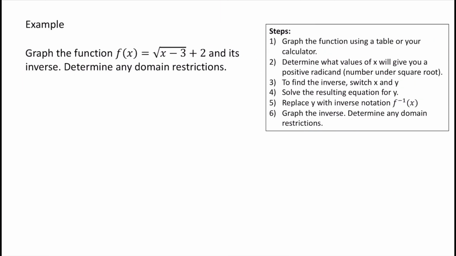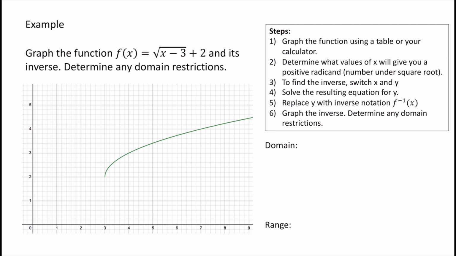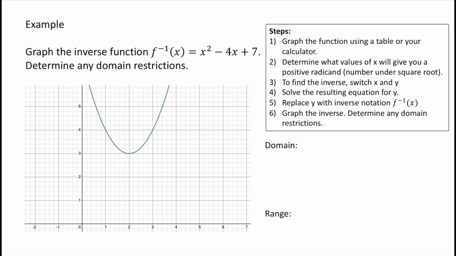So let's try graphing the function f of x equals the square root of x minus 3, plus 2, and its inverse, and let's determine any domain restrictions. So here's the graph of the function. You can see that the domain is going to go from 3 to positive infinity, and then the range is going to go from 2 to positive infinity. So now here's the graph of the inverse. The inverse function is what we get when we switch x and y. The inverse is x squared minus 4x plus 7, which is once again a parabola. So the domain is going to go from negative infinity to infinity. And the range, you can see, starts at 3 and goes to positive infinity.